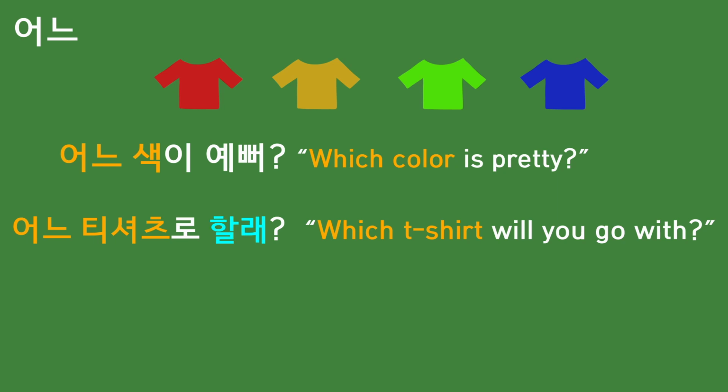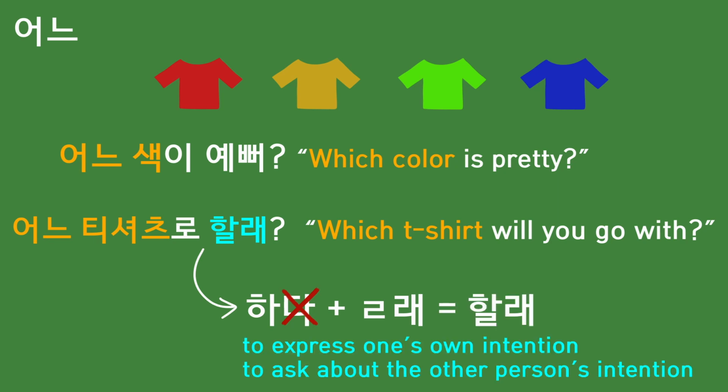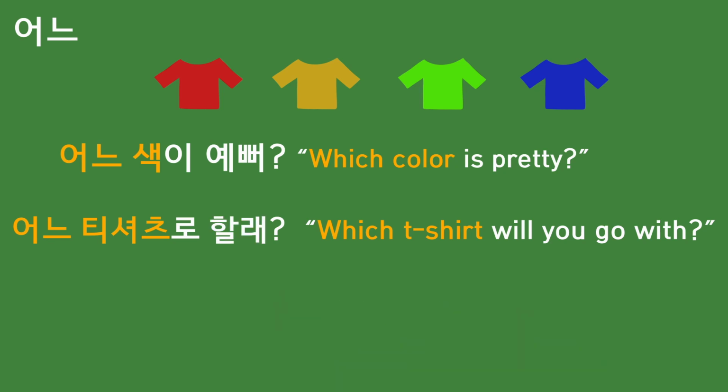할래 is conjugated from 하다. 다 is removed and 받침 ㄹ래 is added. It's a way to express one's own intention to do something or to ask about the other person's intention. The important thing here is that there are options. Next, let's look at 어떤.